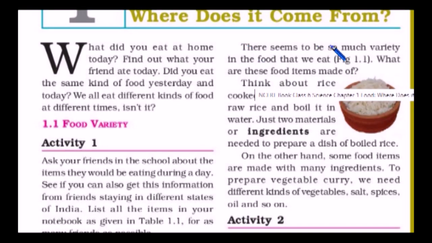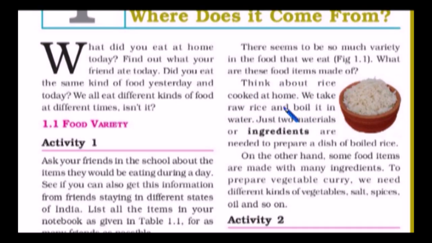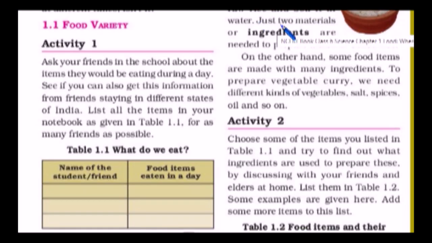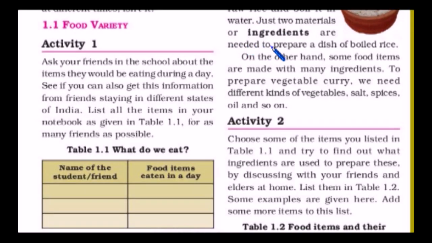There seems to be so much variety in the food that we eat. Figure 1.1. What are these food items made of? Think about rice cooked at home. We take raw rice and boil it in water. Just two materials or ingredients are needed to prepare a dish of boiled rice.